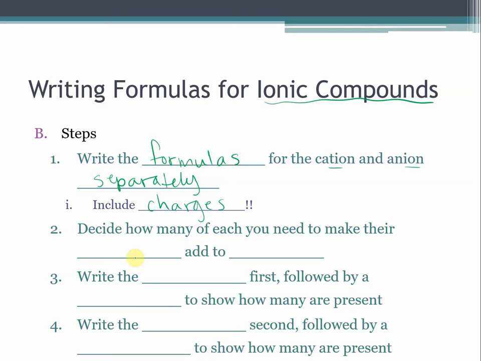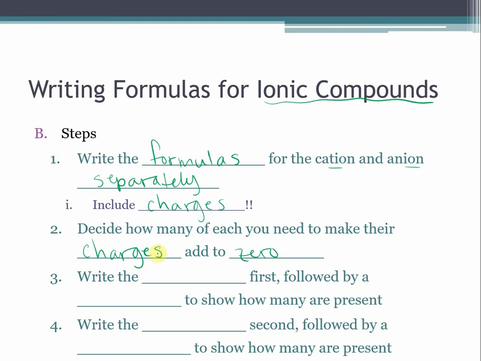So that's step one. Figure out what your cation is, figure out what your anion is, and then write them down. Once you've done that, decide how many of each you're going to need to make their charges add to 0. Your cations and your anions will combine in really specific numbers so that all the positives from your cations and all the negatives from your anions get together and cancel out.